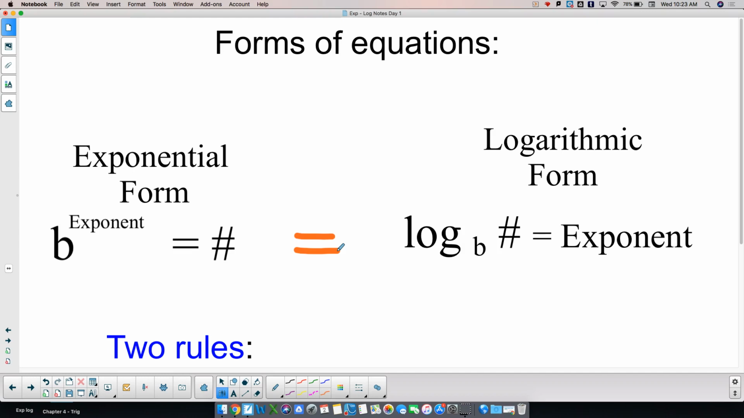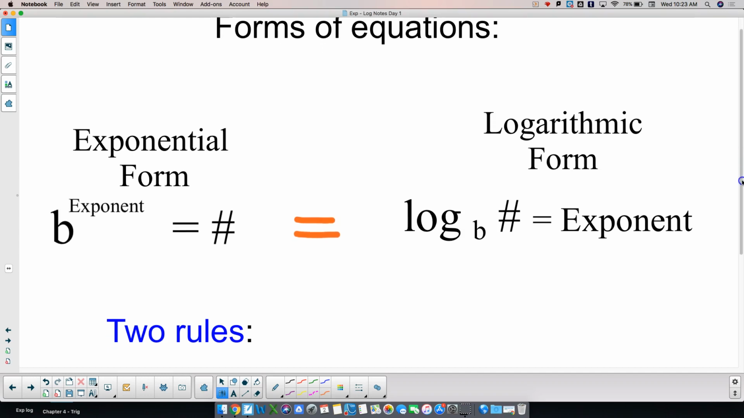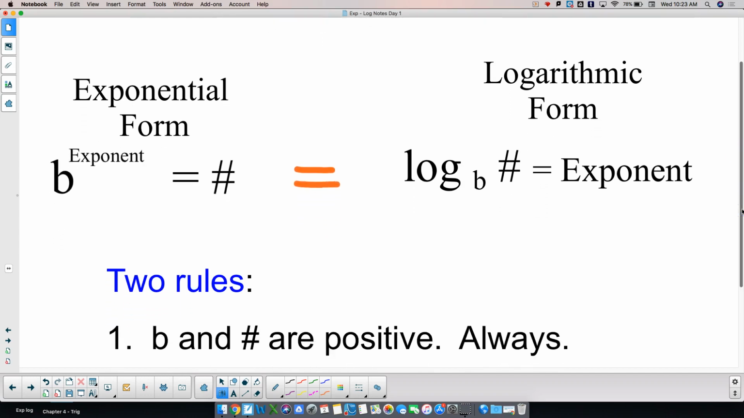Now, I told you on the last slide that the base, in the logarithmic form, so that's b here, and the number, which is the hashtag here, have to be positive. That still holds. That's one of our rules, that b and the number are positive. Always positive. If they're not, you're done, because you can't do anything with it. If b is negative, or the hashtag is negative, you're done. You'll get an error message.